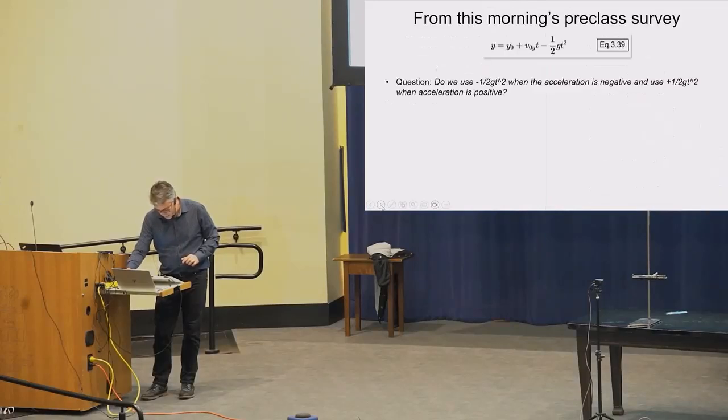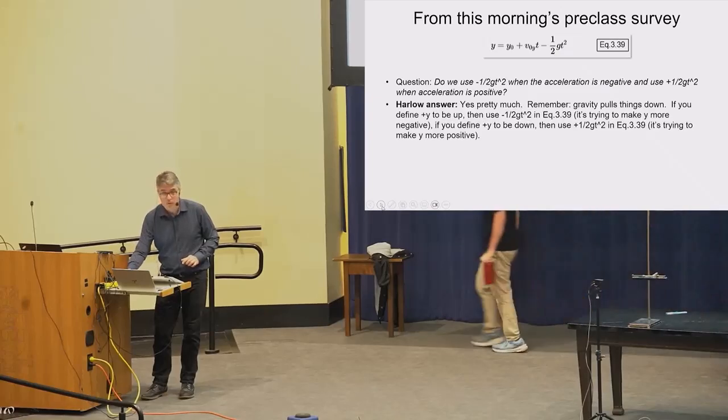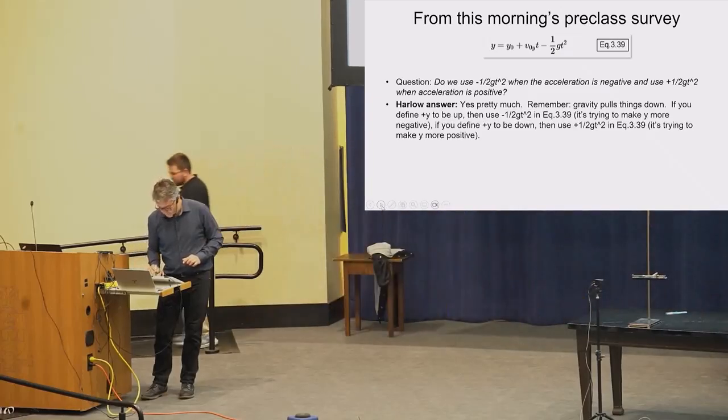Somebody asked, actually, do we use the negative 1/2 g t squared when the acceleration is negative, and plus 1/2 g t squared when the acceleration is positive? That's a great question. That's pretty much right. So if you define plus y to be up, which is your choice, I guess, then you use this one, the negative 1/2 g t squared.